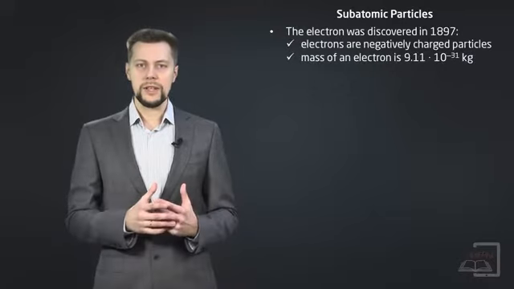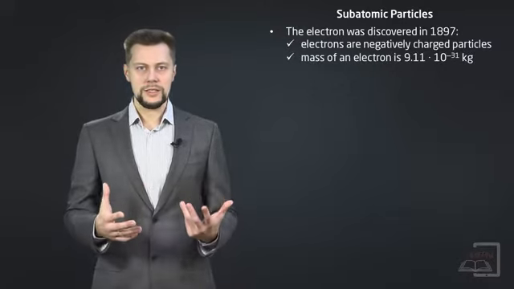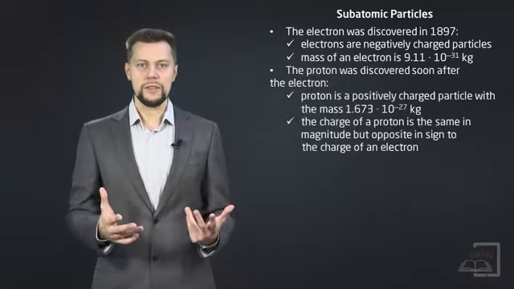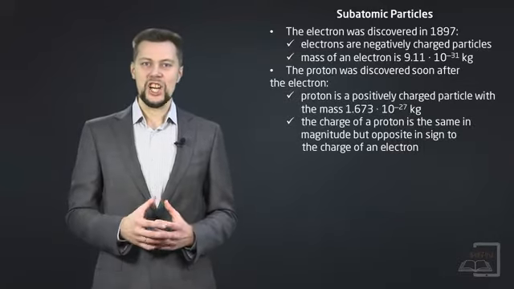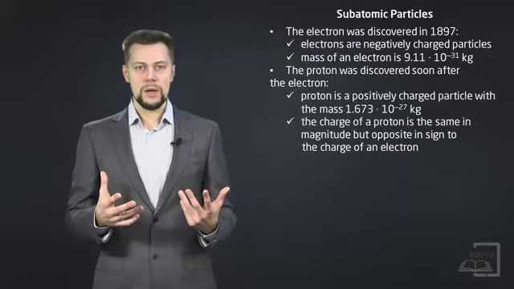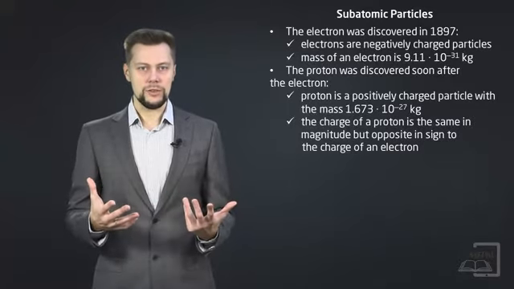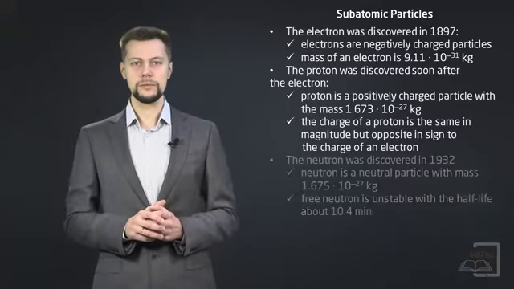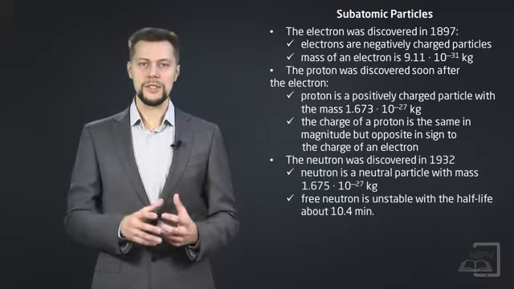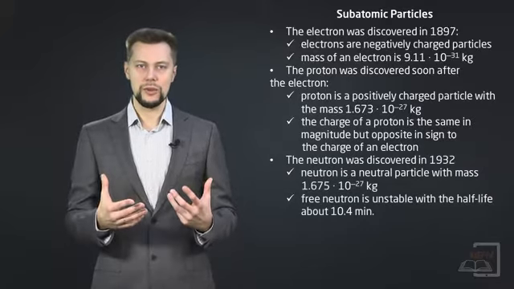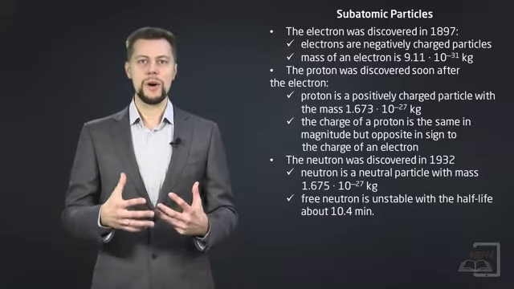The electron was discovered in 1897. The proton was discovered soon after the electron. The charge of the proton is the same in magnitude but opposite in sign to the electron. The neutron was discovered in 1932. The mass of the neutron is close to the mass of the proton.